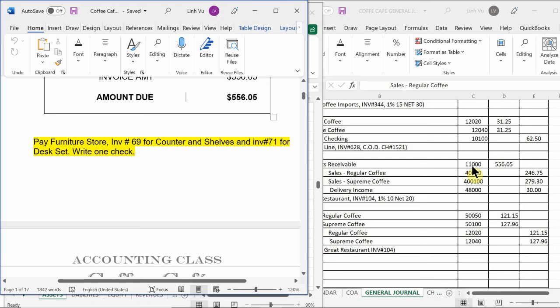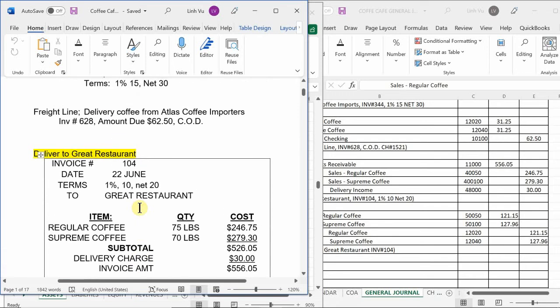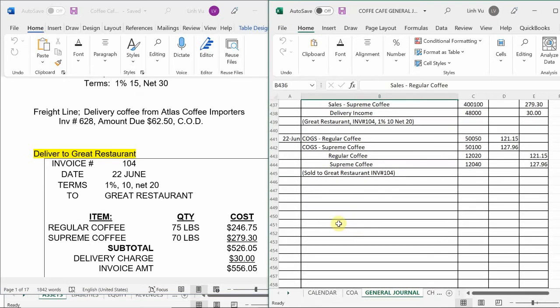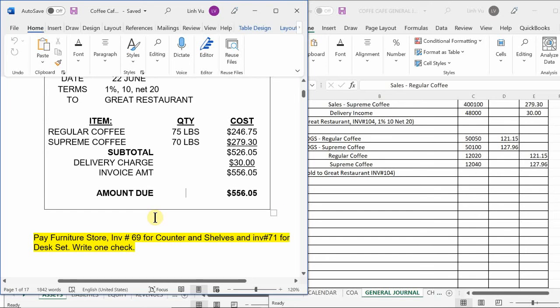All right. So this is where we left off, right? We did our sales to Great Restaurant, okay? So now we need to pay Furniture Store for invoice number 69 for the counter and shelves. And then, of course, we also have to pay for invoice number 71 for the desk set. Write one check.